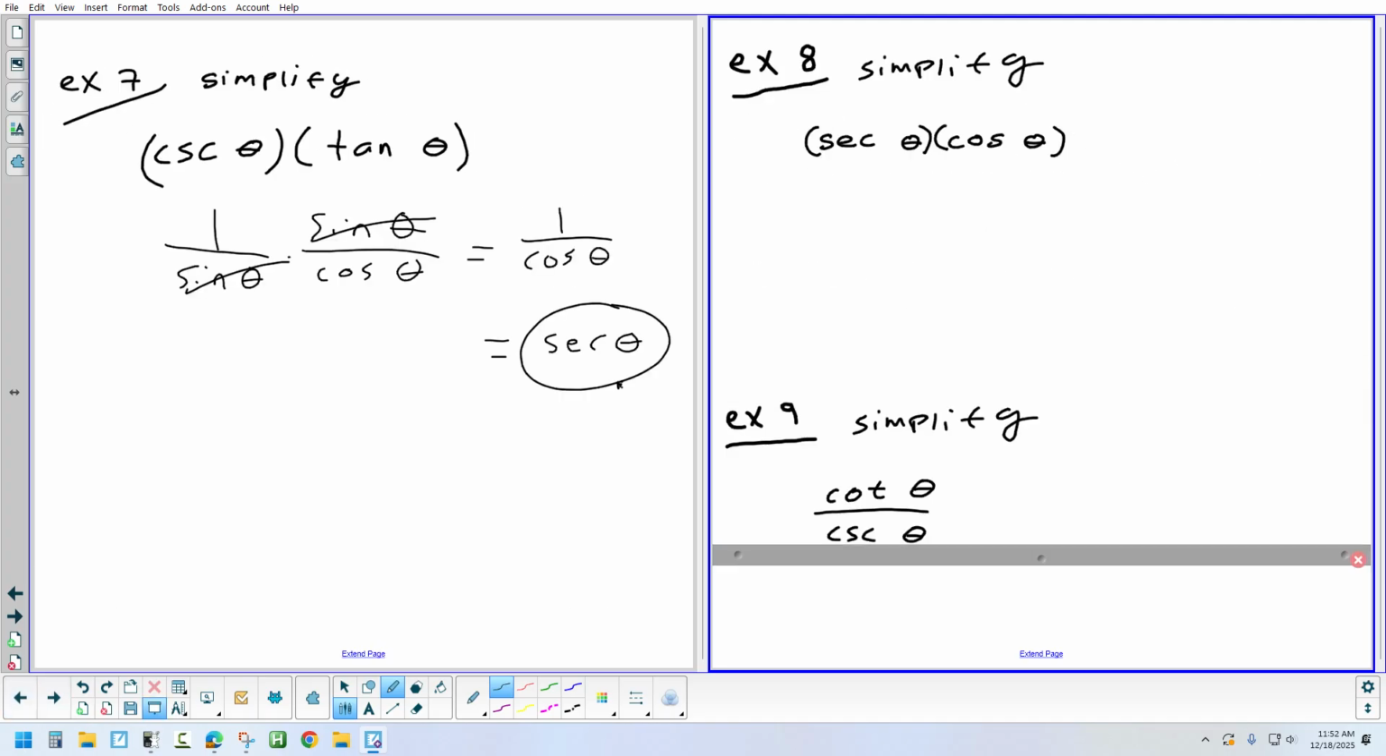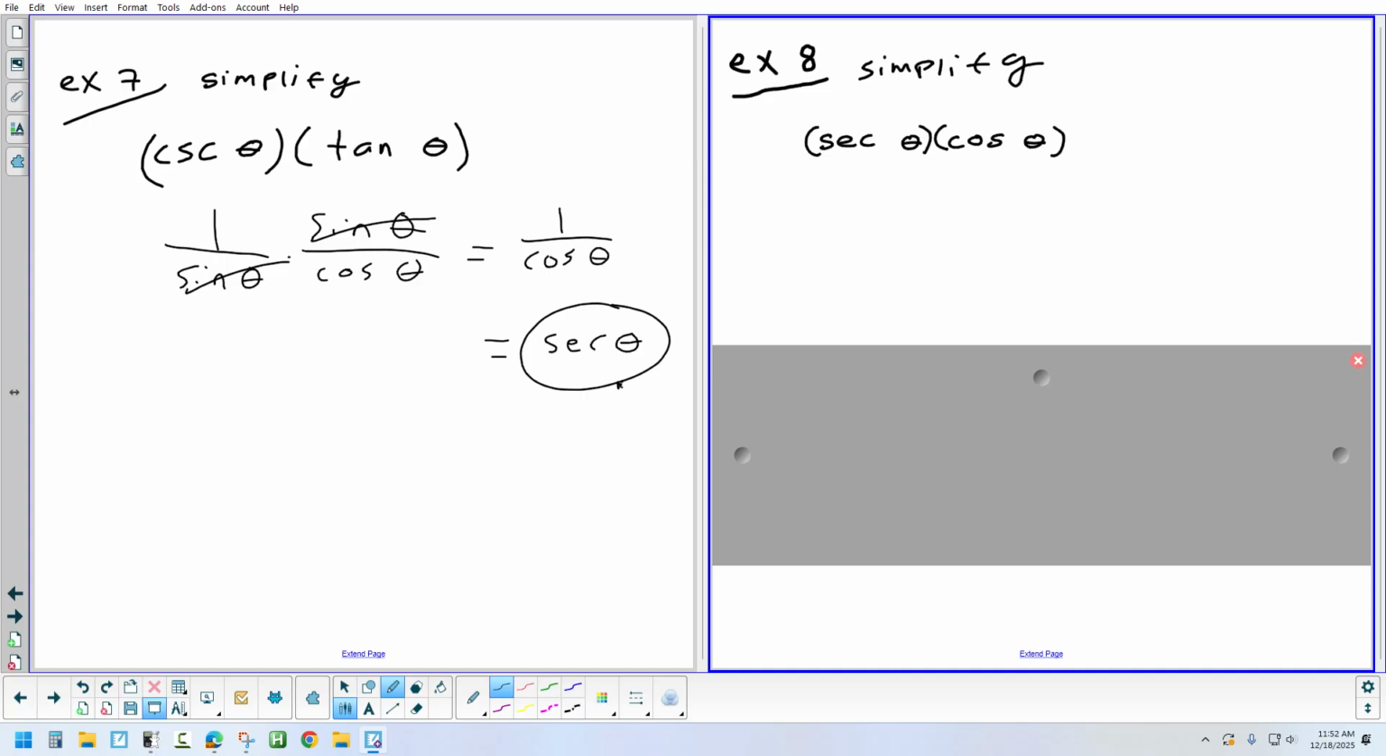I think I got 2 more. Let's try secant times cosine. My goal is to figure out, is there an easier way to do secant times cosine without doing secant times cosine? How can you rewrite secant? Yep, 1 over cosine. And you don't want to rewrite cosine. The goal is to rewrite things that are not sine and cosine. If something already is sine or cosine, just leave it.